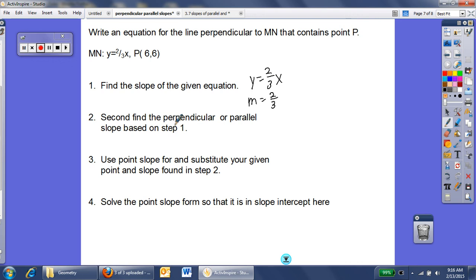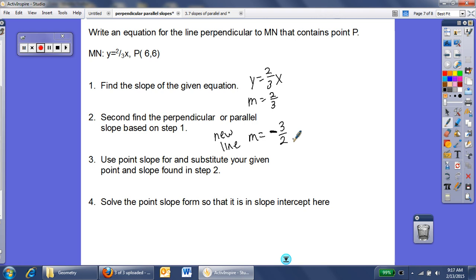Second step, find the perpendicular or parallel slope based on step 1. In this case, the directions say to do a perpendicular line. So in order to do perpendicular, we need to find the slope that is opposite and reciprocal. So I'm going to write the new line is going to have a slope opposite, so we need negative, and reciprocal, flip it, 3/2.